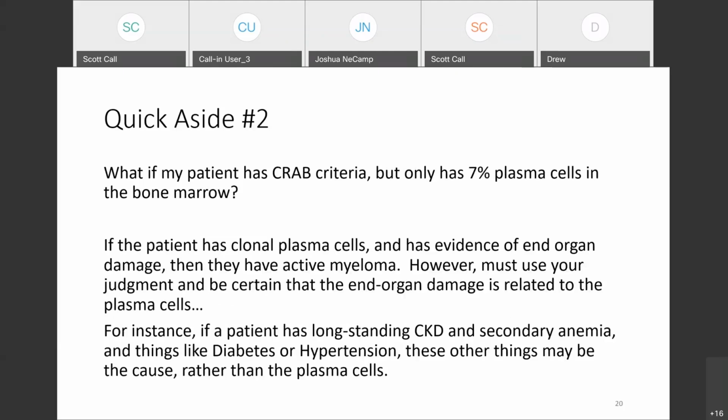Another quick aside is, what if somebody has the CRAB criteria, but they don't have an M spike above 3, or they have less than 10% plasma cells? The reality is you would still call that multiple myeloma if you're fairly certain that the end organ damage is related to the plasma cells and not from something else. For instance, if you have a patient with chronic kidney disease and then anemia secondary to the chronic kidney disease, and the chronic kidney disease is likely because of diabetes or hypertension, just because you find an M spike when you check an SPEP, that doesn't mean they have active myeloma. They could just have MGUS or smoldering myeloma and then have end organ damage secondary to one of these other medical issues.